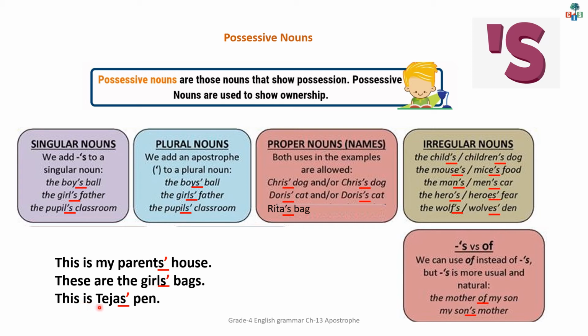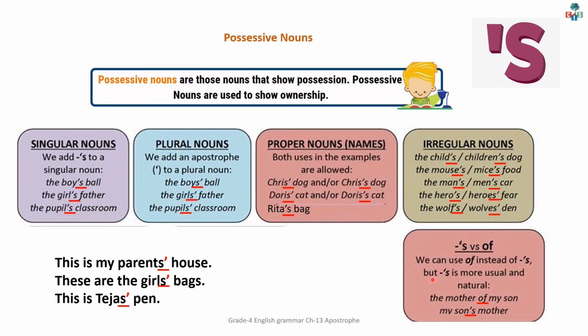This is Tejas' pen. Here, the pen belongs to Tejas. Tejas is a proper noun, and this noun is ending with an S. So, no need to put an extra S. What you have to do? Just insert an apostrophe mark only.